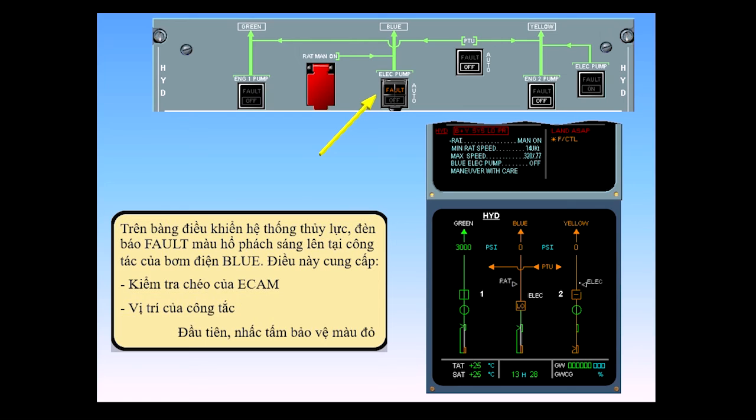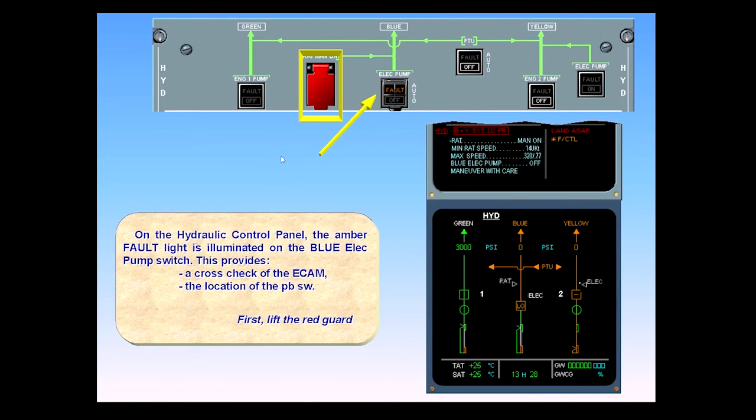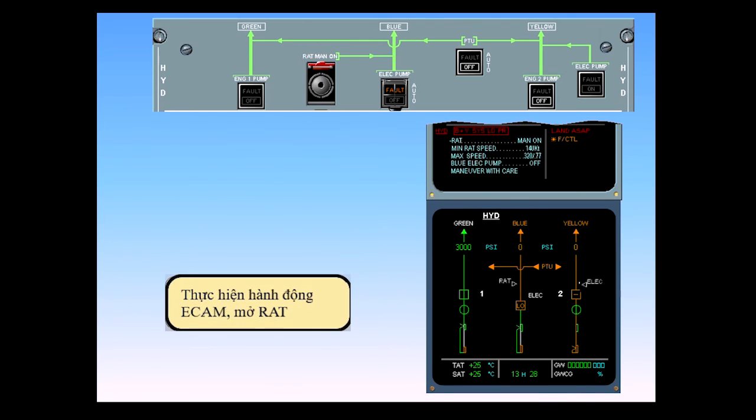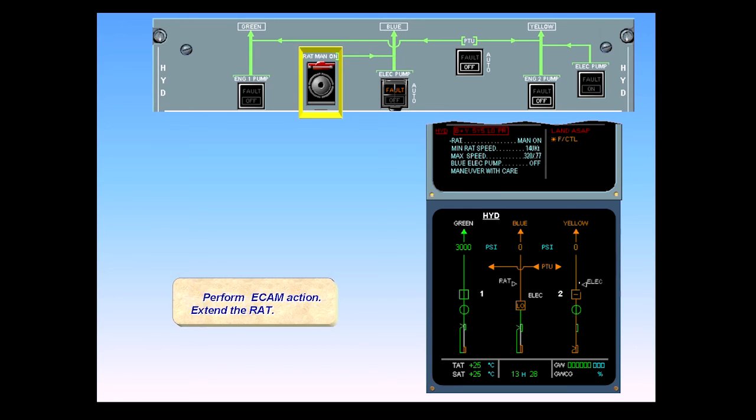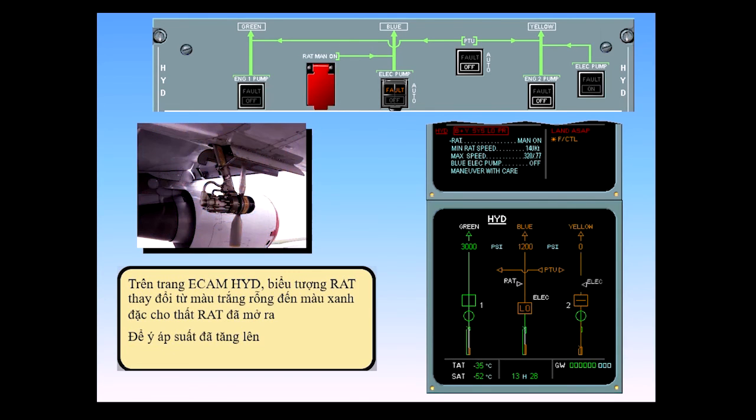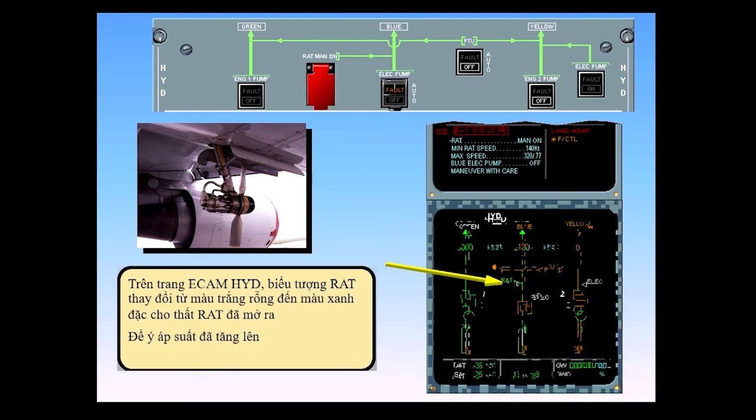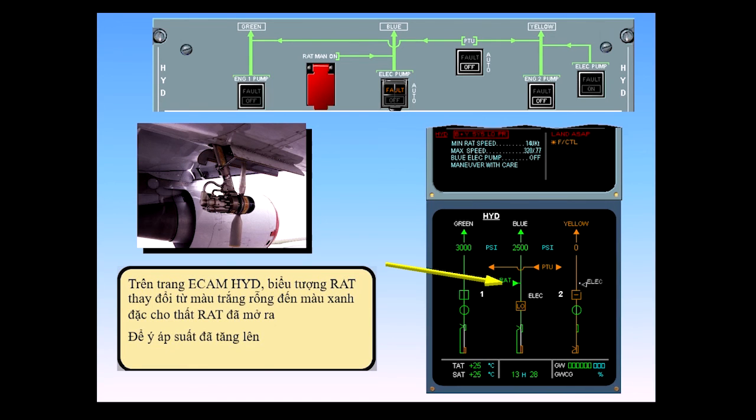First, lift the red guard. Perform ECAM action. Extend the RAT. On the ECAM hydraulic page, observe the RAT symbol has changed from hollow white to solid green, indicating that the RAT is extended. Notice that the pressure has increased.